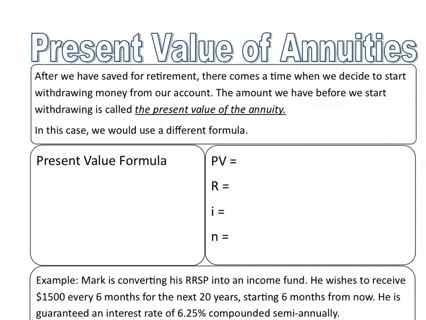Hey guys, today we're doing a lesson on present value of annuities. So basically, after we've saved for retirement or we've done an annuity like we did in the last lesson, you're going to retire and start withdrawing the money. The amount that we have before we start withdrawing is called the present value of an annuity. This is also the formula they use for paying back a loan, in case you're wondering. So you can also use this for loans.